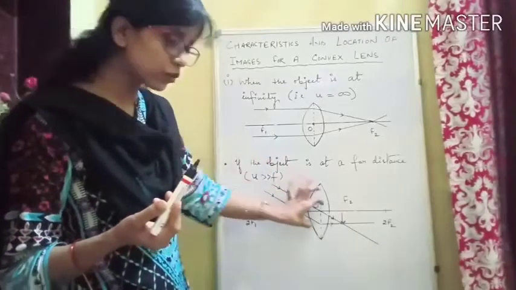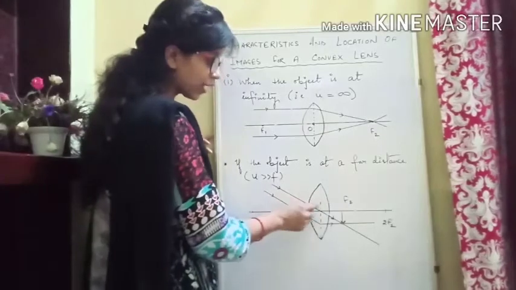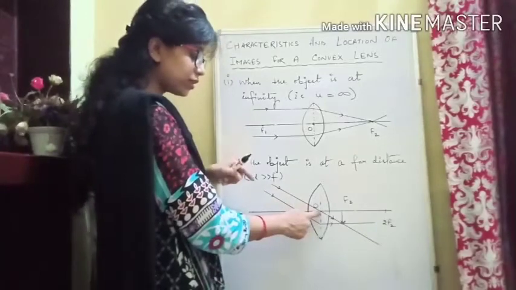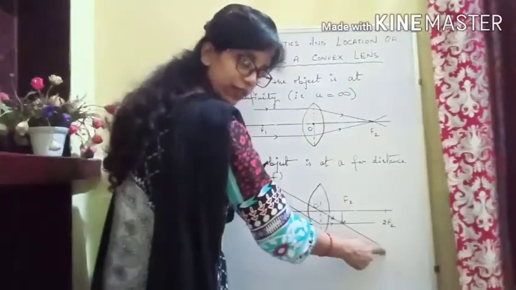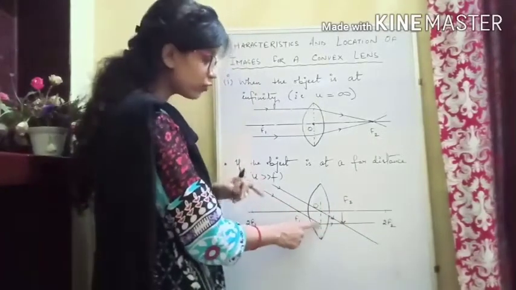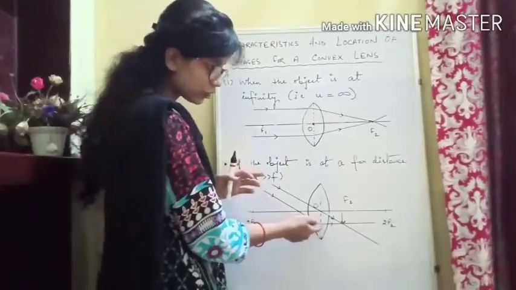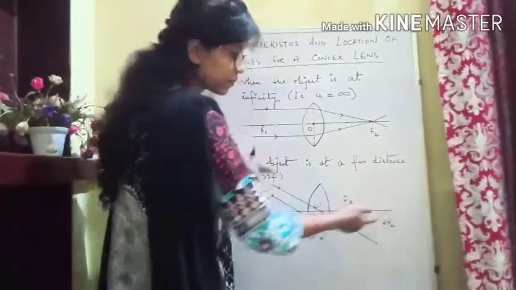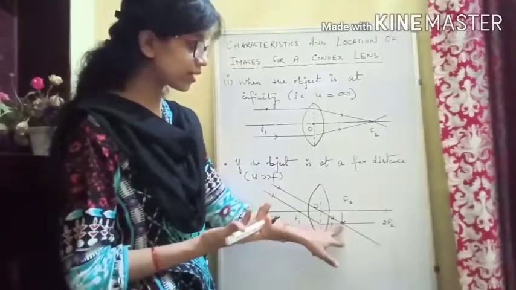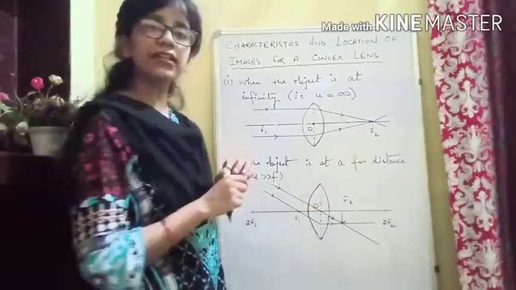So the rays are parallel to each other, and let's see, one ray is coming and it is actually incident on the optical center. According to the rule, when the light rays are falling on the optical center, it will go undeviated. The second ray is coming from the first focus, and you know when the light ray is coming from the first focus, after the refraction through the lens, it will go parallel to the principal axis. And where the two refracted rays are intersecting, there we will get the image. So you see here they are intersecting each other, and there we will get the image.